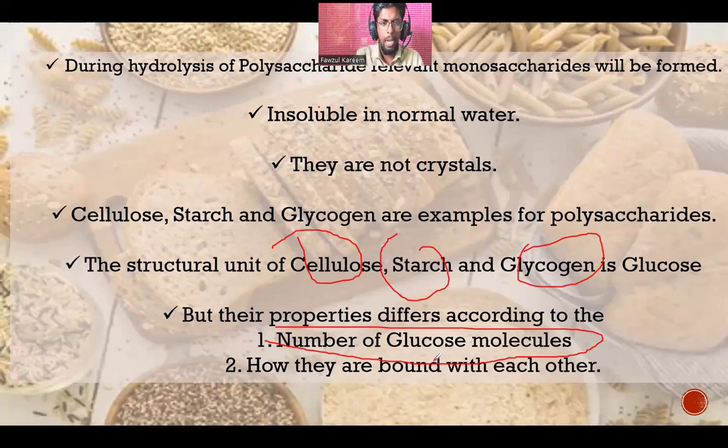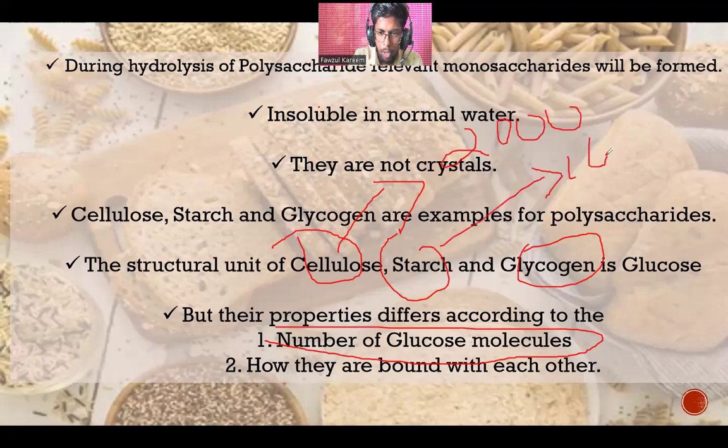Right. So here, number of glucose molecules. For example, I'm telling a lie, just a lie. Don't worry, this is not the actual number. For example, if cellulose is made up of 2000 glucose, and if there is 1000 glucose molecules, and if there is 3000 glucose molecules, I will keep three names.